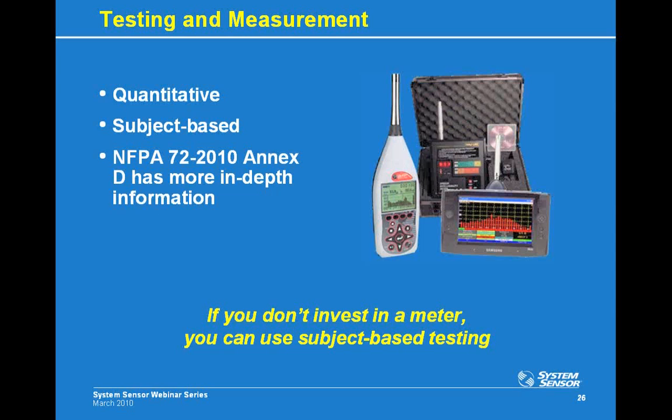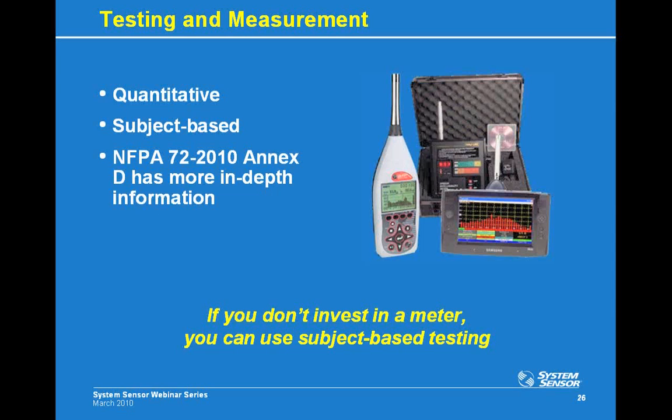So that's the choice System Sensor has made based off of what we were able to gain from evaluating the other meters. In case you are interested in purchasing a meter, any of these can be found by doing just a quick Google search on the internet. And finally, if you're interested in getting more detailed information on intelligibility and intelligibility testing, I would recommend taking a look at Annex D in NFPA 72, the new 2010 edition. This is an entire annex that is devoted to intelligibility.